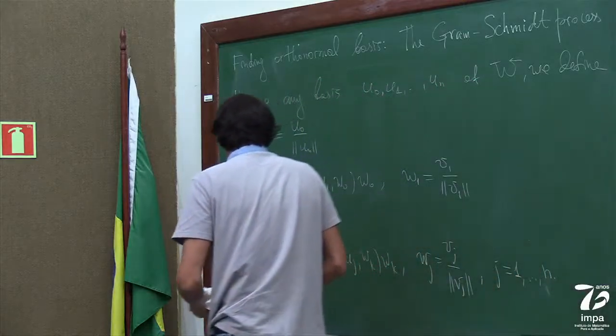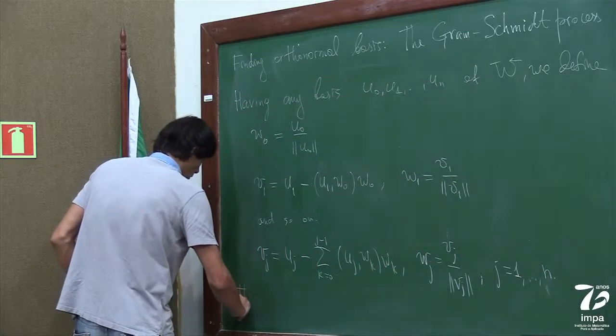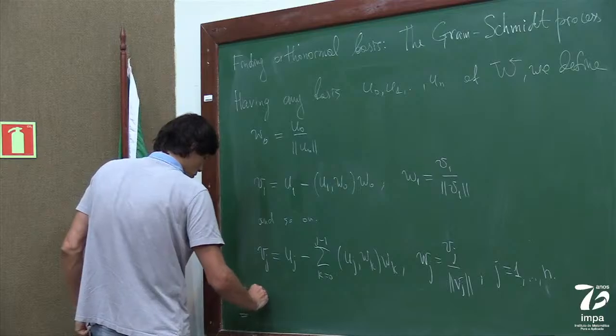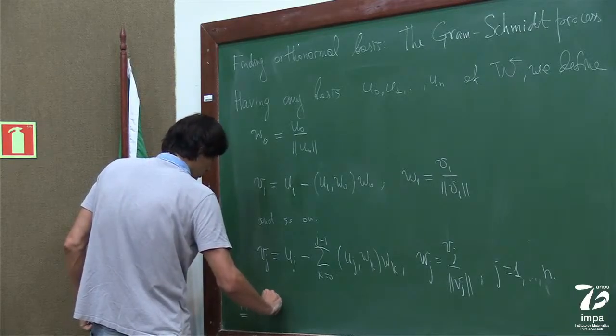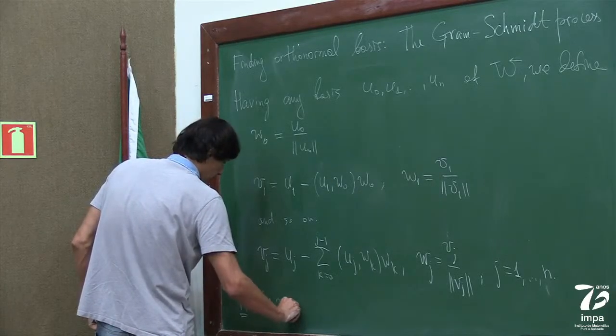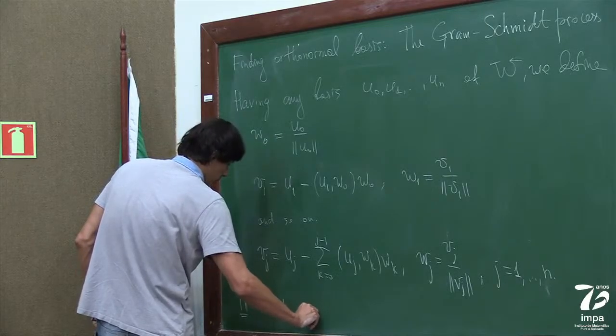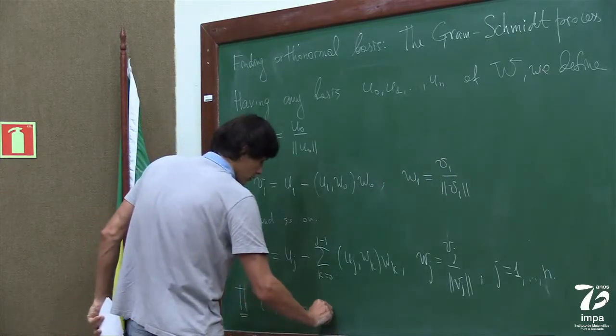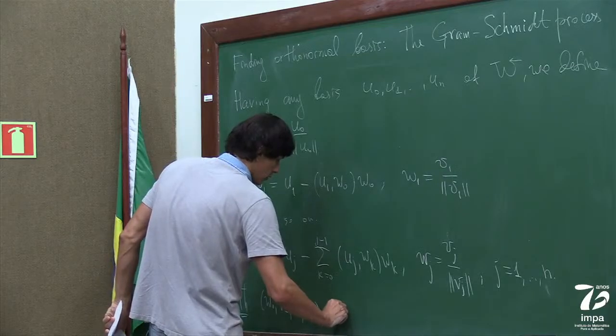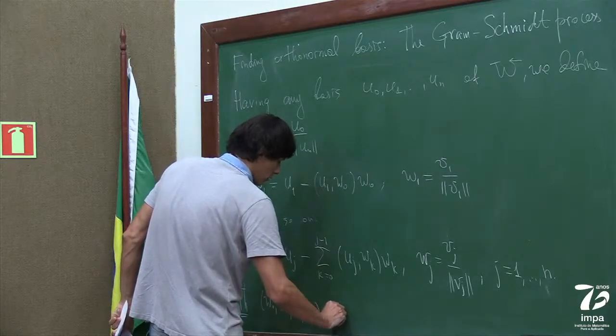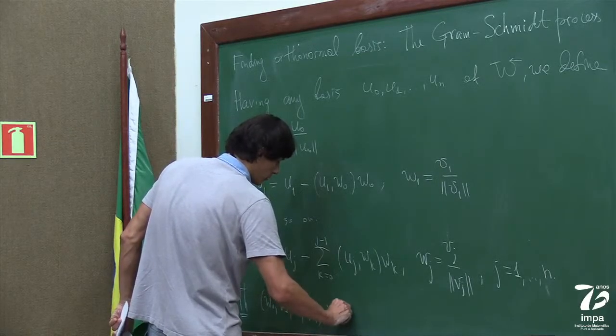So the theorem is that W0, W1, up to Wn is an orthonormal basis.